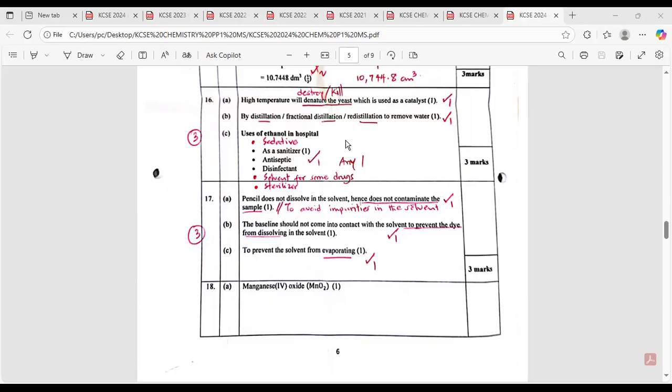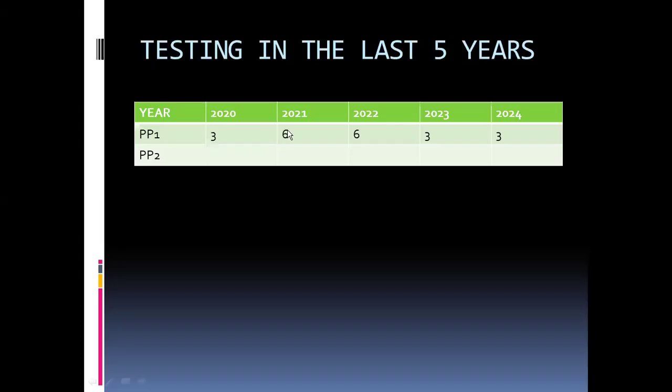Any question on simple classification of substances? If you have a question, you can say. So you can see this is an area which has been tested every year since the year 2020. 2020, 3 marks; 2021, 6 marks; 2022, 6 marks; 2023, 3 marks; and 2024, 3 marks. Maybe, is there another year you would like us to see before I proceed to the next? You are free to unmute and say. If there is none... I have a question. Yes, yes.